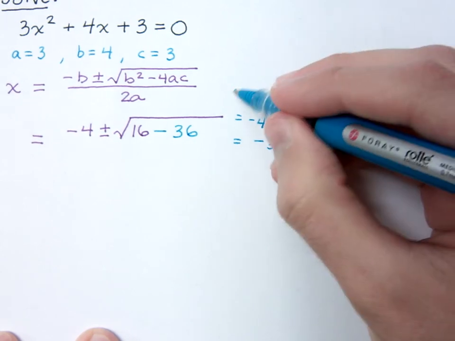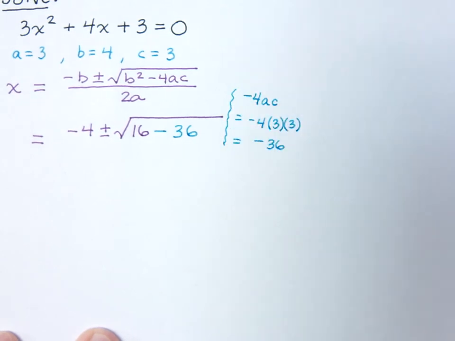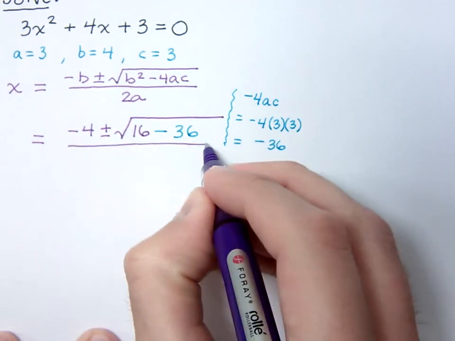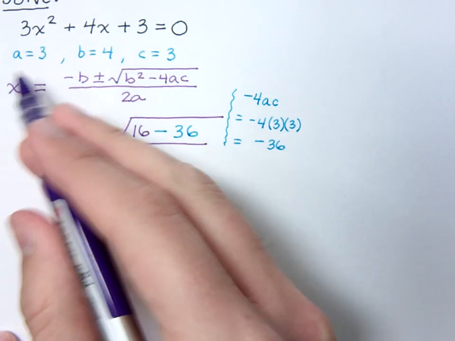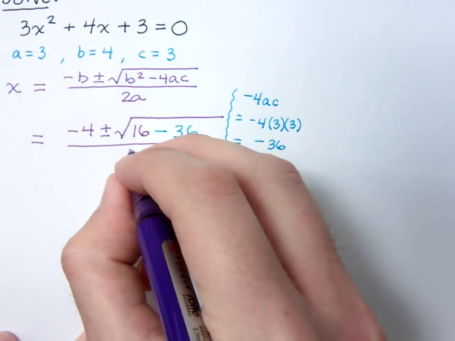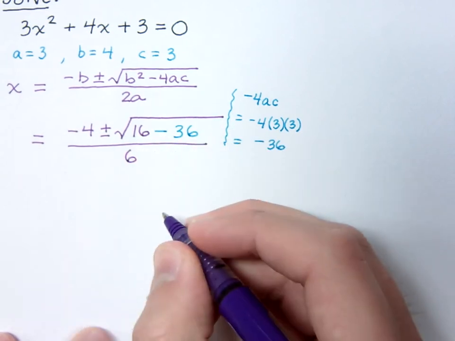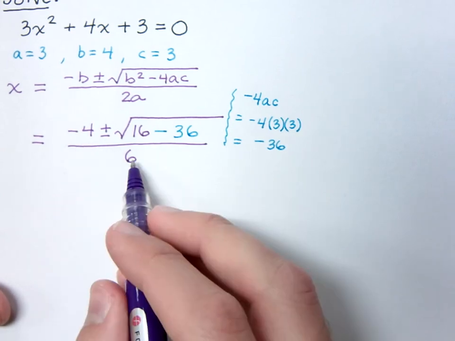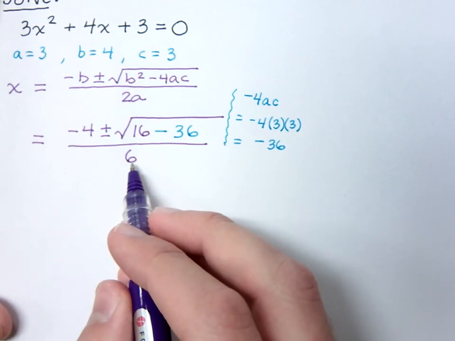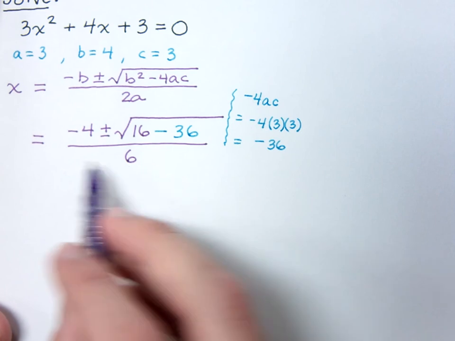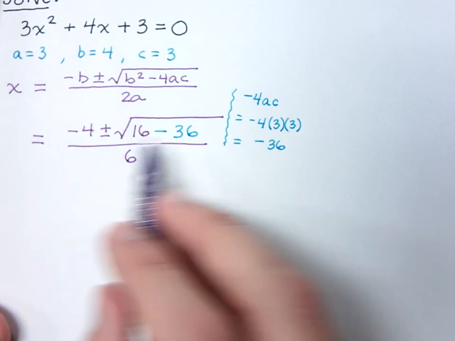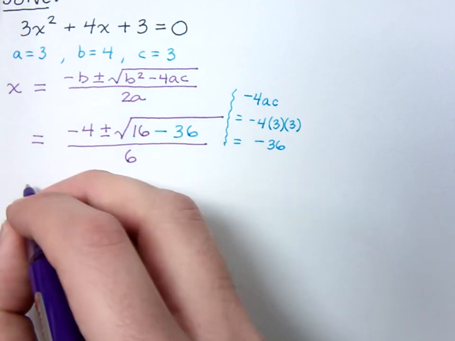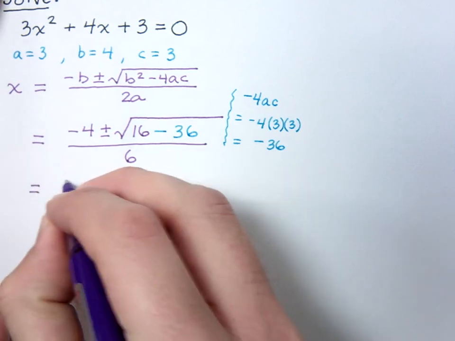So we just kind of work it out here on the side, and it kind of keeps us from getting in trouble. And this is all over 2a. A is 3, so 2 times 3 is 6. Now you need to be careful here. It's very tempting to try to reduce the 4 and the 6, but we can't do that yet. Understand that the 6 is not only the denominator for the -4, but also the denominator for this radical. So let's keep simplifying this and see what happens.